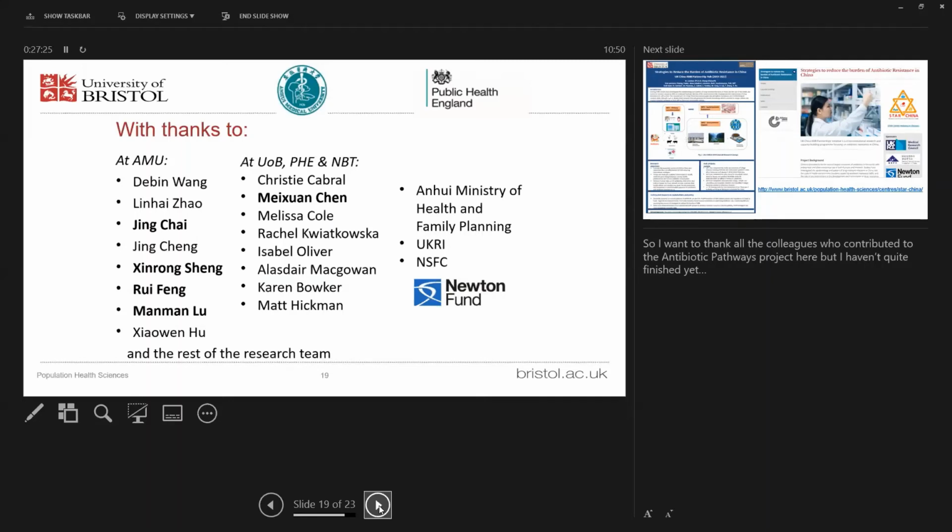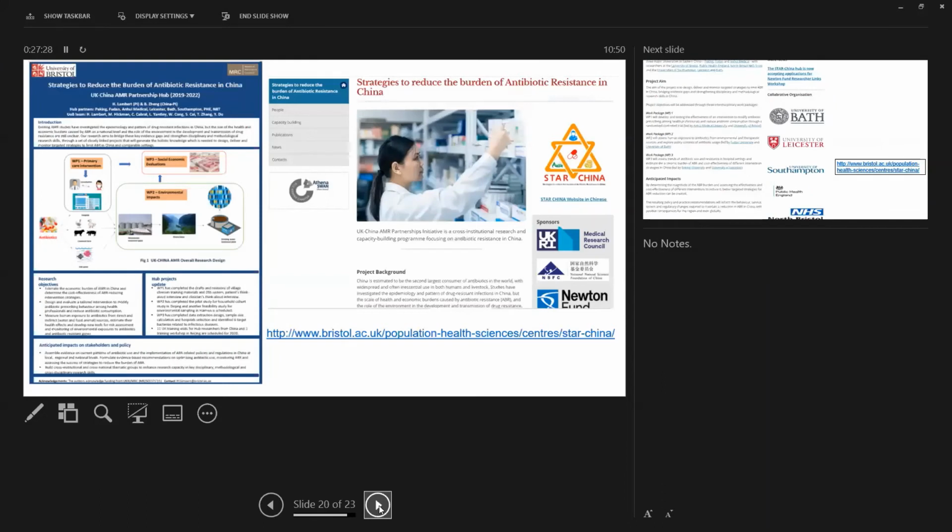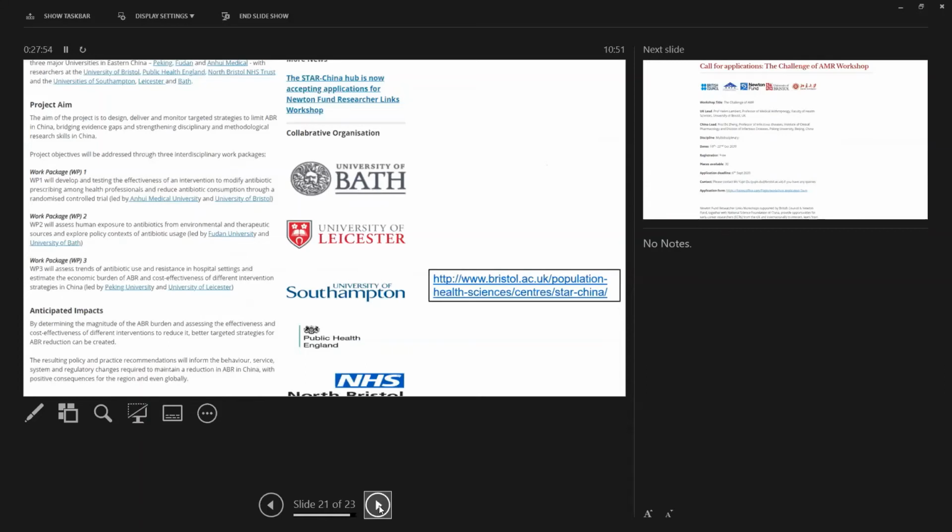I haven't quite finished yet. What I'll finish on though is to say that we've now gone on to be awarded a larger Newton Fund study as one of the 4 UK-China AMR hubs. And there's just here a poster about that and a screenshot of our website, with the link on the slide, where our hub is called Strategies to Reduce the Burden of Antibiotic Resistance in China. It's a much broader study, including environmental transmission and drivers, as well as the RCT that I mentioned earlier, and a large health economics component.